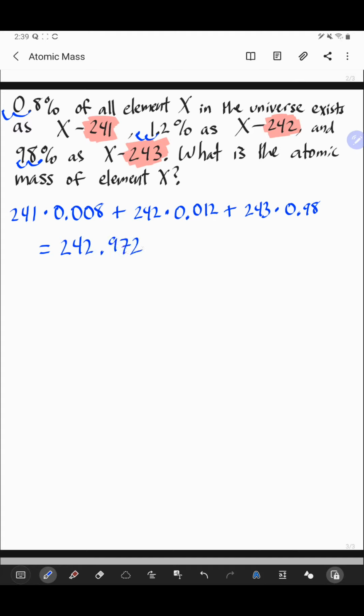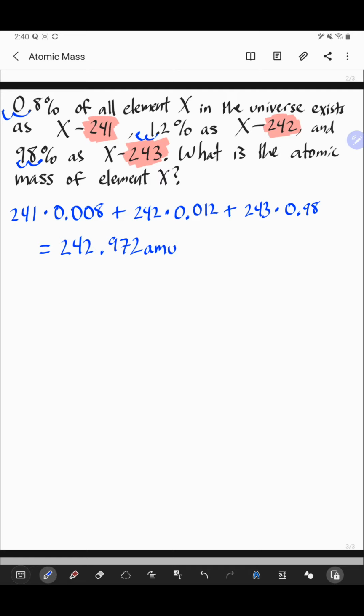242.972. Let's double check and make sure that answer makes sense. First of all, it doesn't make any sense unless we have units, so we're going to put our units of atomic mass units, AMU. Next, we're going to double check to make sure it falls between the range. So is 242 higher than the lowest value? Yep. Is it lower than the highest value? Yep. So therefore, it is a reasonable answer.